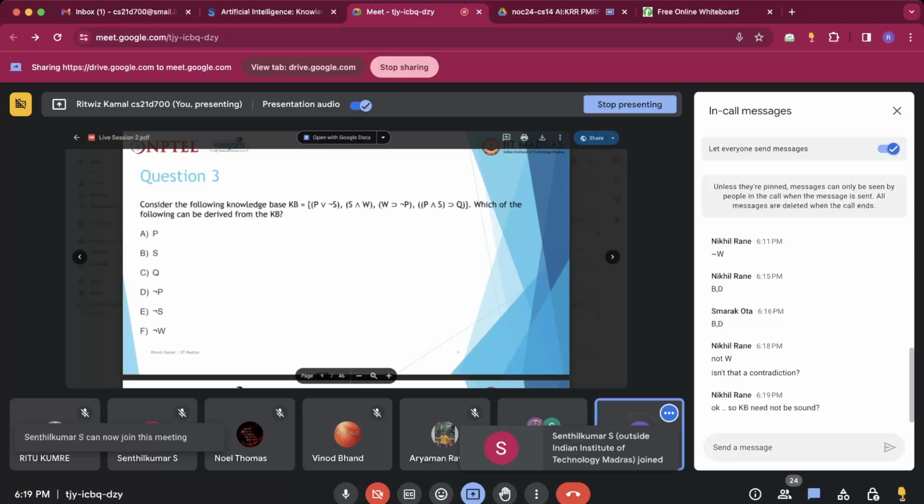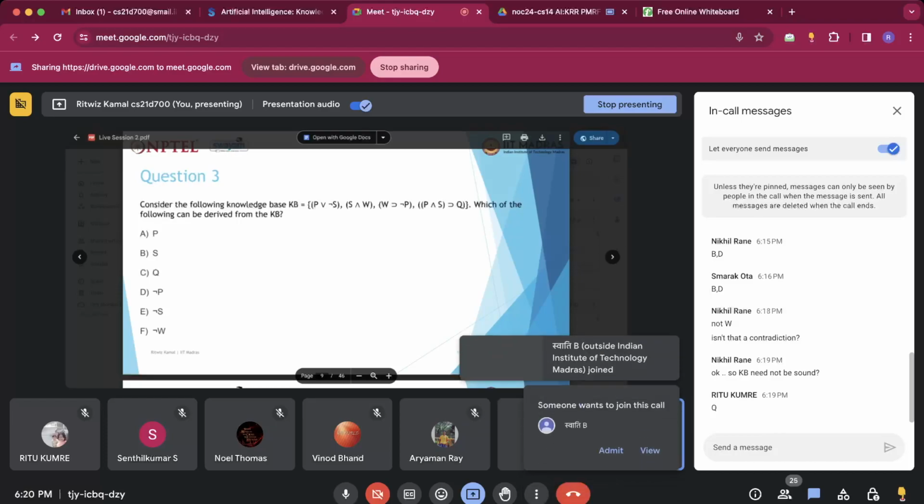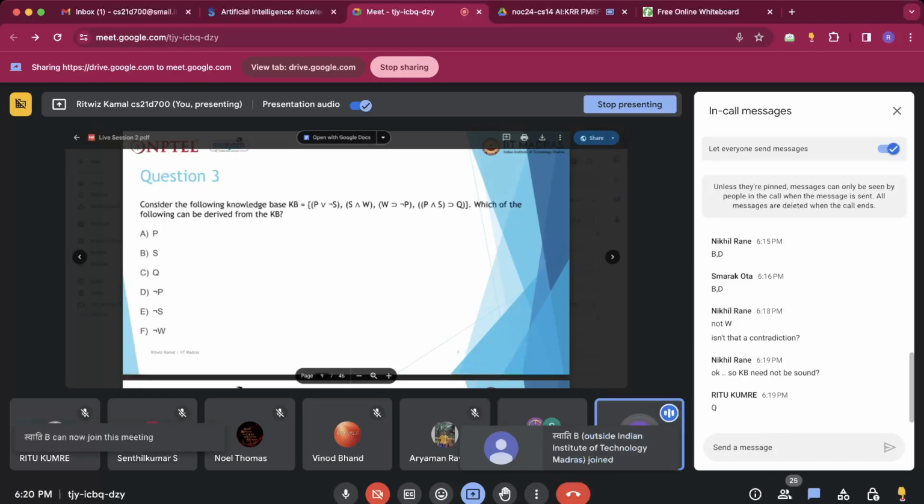Okay, there's maybe one more thing that we can derive. No, so we are not talking about the soundness of the knowledge base. We are talking about the soundness of a logic machine that we are using. Yeah, that's right. We can also derive Q. So we already had P and we had S, and together, using P and S, we can also derive Q. Right? So let's have a look at the solution.